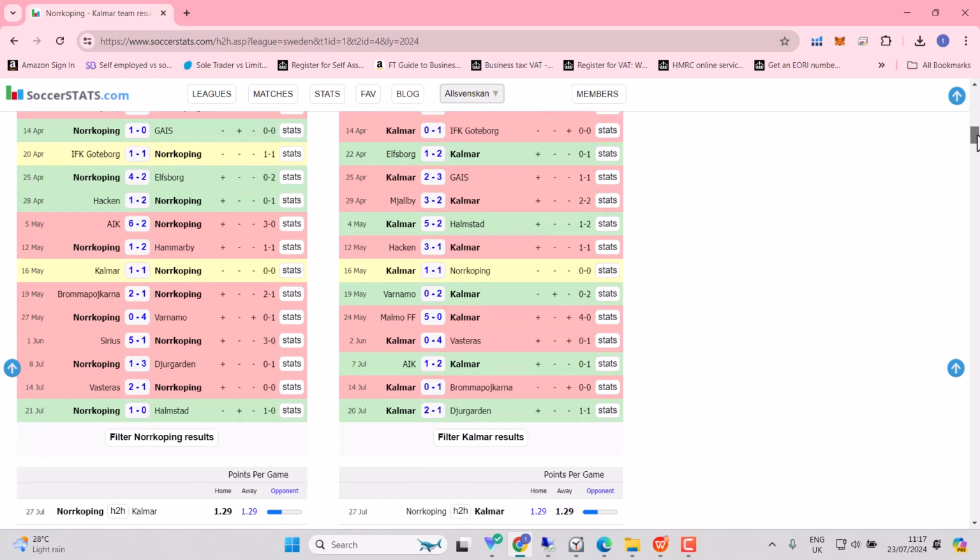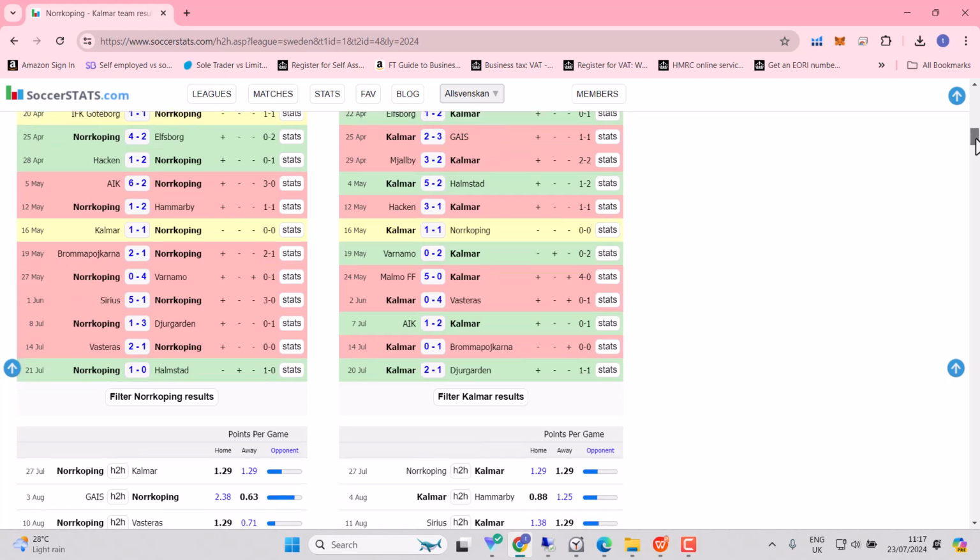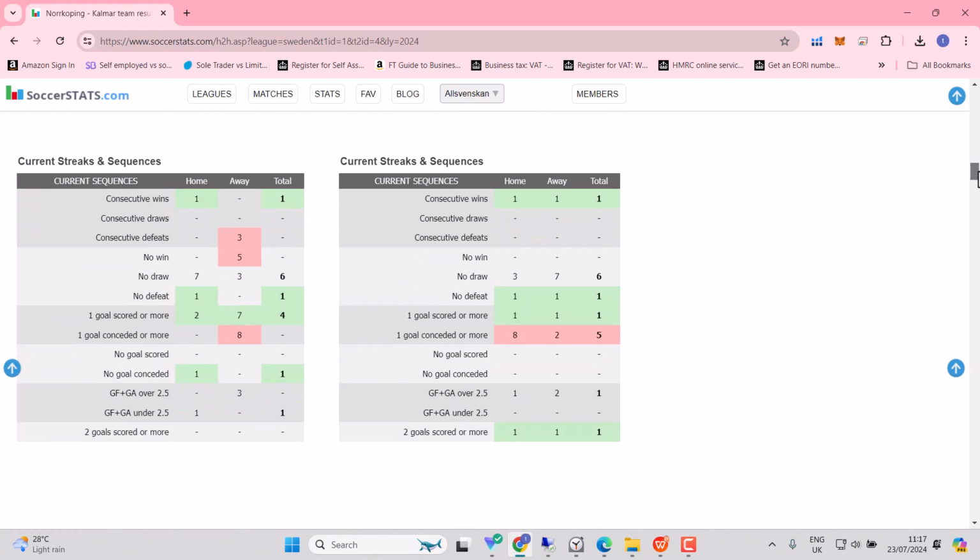Now, I do all the research for you, but if you want to do it yourself, this is the place to do it. Scrolling on down, you've got the current streaks and sequences. No draw in 7 at home. No draw in 6 overall. You might want to lay the late draws. It's not rocket science, is it? We're just looking for patterns.